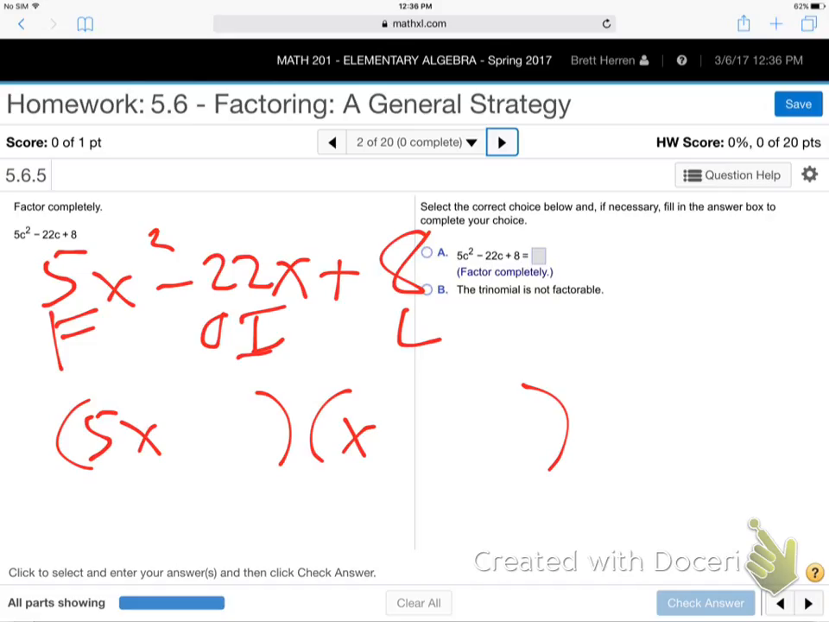2 times 4. Or 1 times 8, but it's probably 2 times 4. Remember how the closer numbers are better to try first? 2 times 4? Try 2 and 4. Now how do you know what order? Try both orders, and you've got to check the middle, the OI, the outer, the inner, the two happy face arcs, right? You've got to check the middle, make sure you can make a negative 22 in the middle.